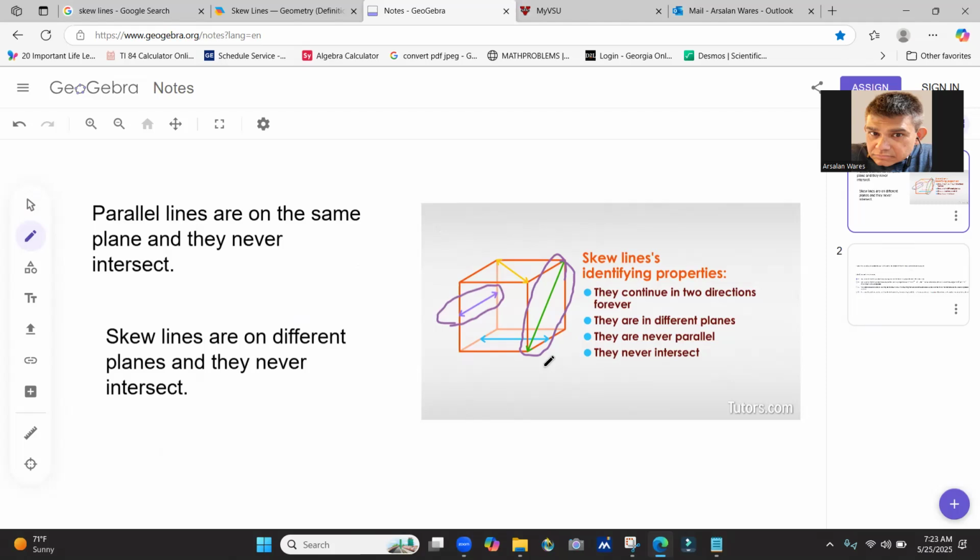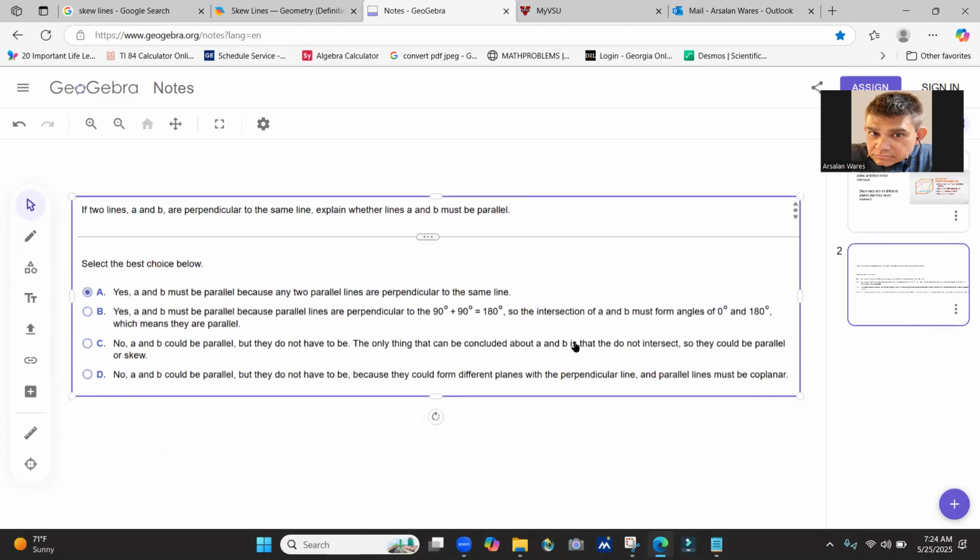Skew lines cannot be coplanar. So if a pair of lines are skew lines, they can never be parallel. And a pair of lines that are parallel can never be skew. I hope you understand this. Let me give you one more example of skew lines in this picture. This blue line and this orange line will never meet if you extend them, and they are not on the same plane. So they're skew.